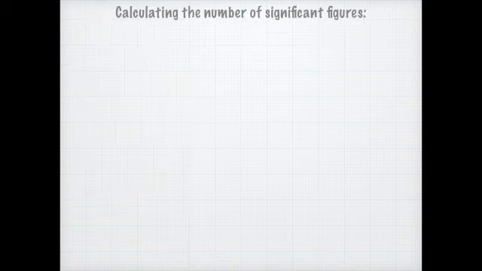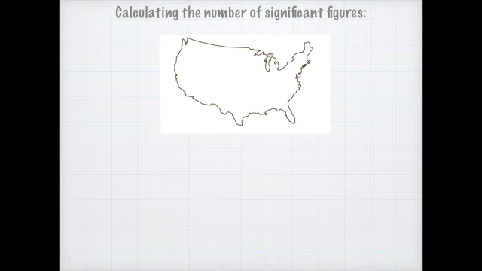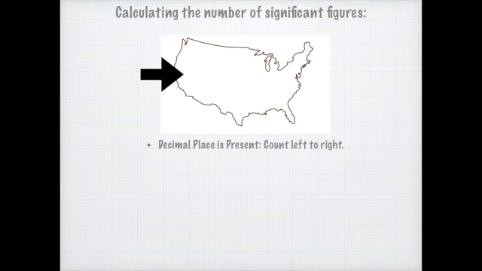All right, so really quickly, just as a review, if you don't remember how to calculate significant figures, I use a trick using the United States. And so what I say is, all right, if the decimal place is present, then you are going to start counting from left to right. And the reason why I use the United States is because the ocean on the left-hand side is the Pacific Ocean. So if it is present, you're going to count from left to right.